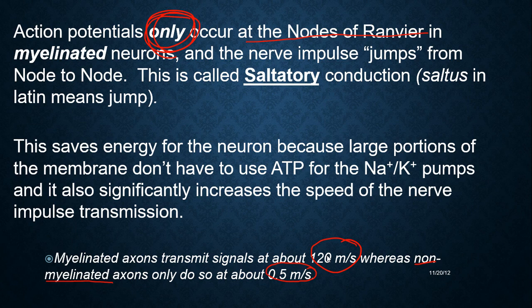Neurons that are packed in your brain and your spinal cord, where the distance isn't that far, tend to be non-myelinated. We can pack more neurons in if we don't have that myelin sheath.